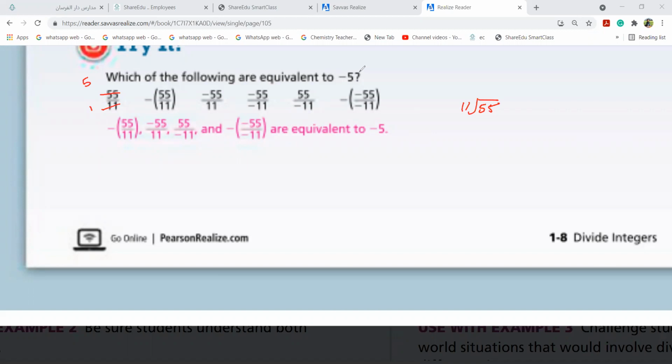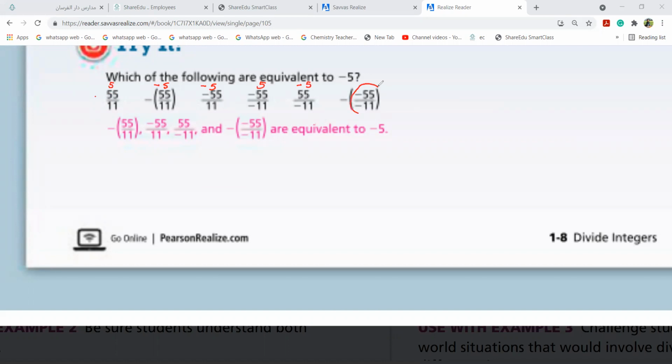Now the question is, which of the following are equivalent to minus 5? Negative 5 means you must not have the same sign in numerator and denominator. Let me check the answers. The first one is only 5. This one, negative 5, this one again negative 5, because one is negative, the other is positive. Both negative, you have positive 5. One negative, the other positive, you have negative 5.